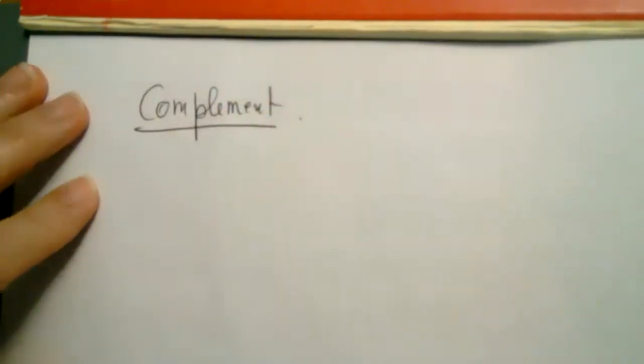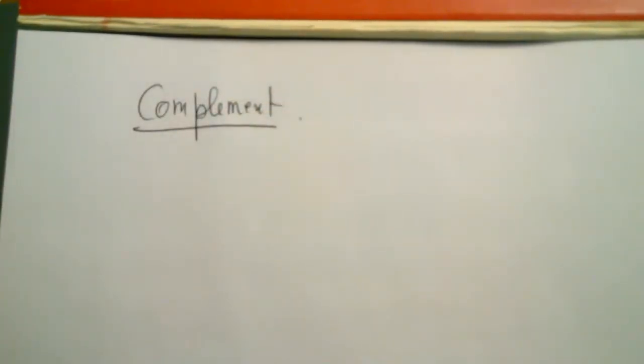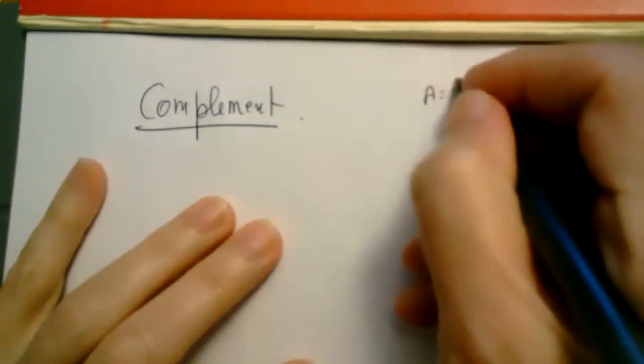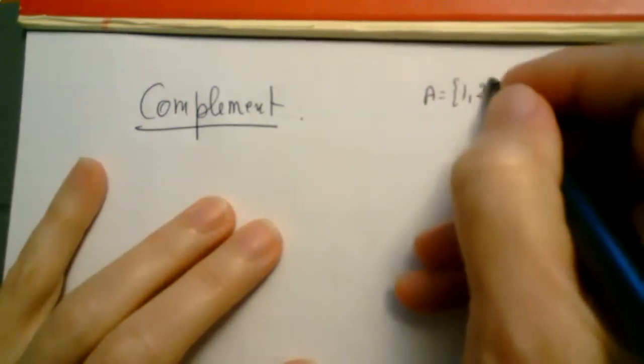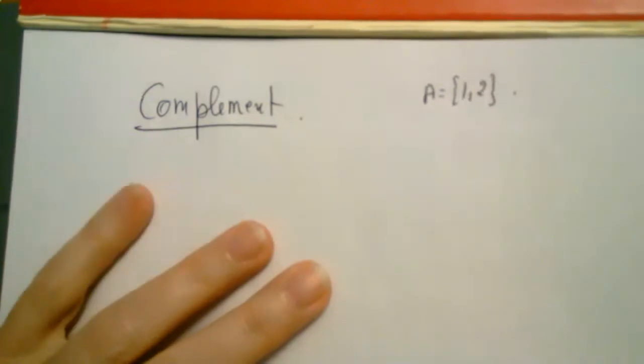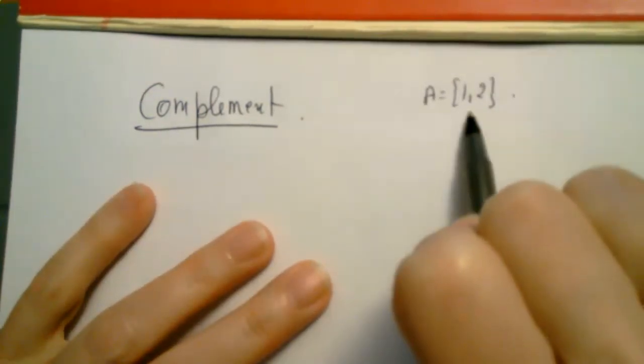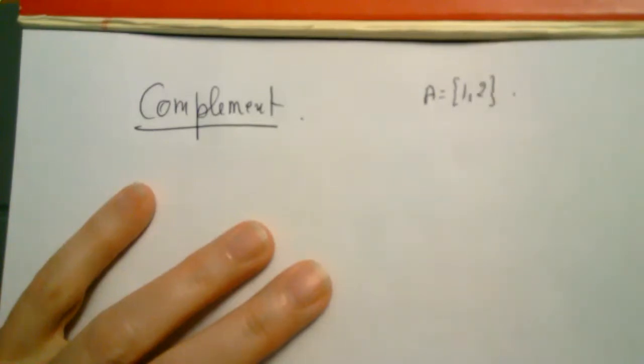Okay. Now, to define the complement, I need to talk about something called the universal set. Because what is the complement? Suppose I take A to be, let us say, {1, 2}. The complement is everything not in A. But when I say everything not in A, where do I want this thing to be?